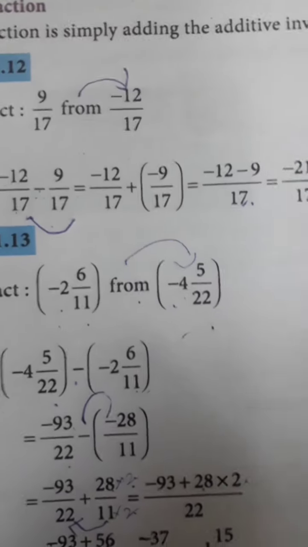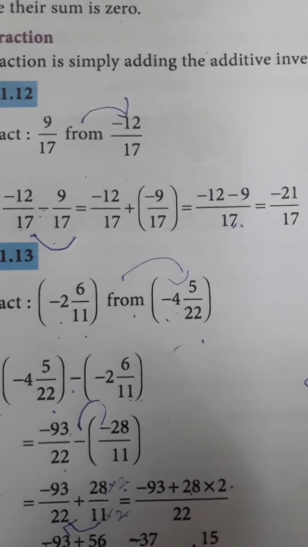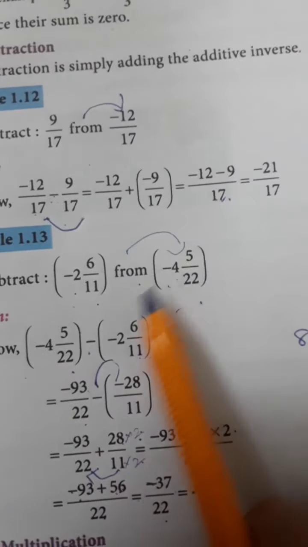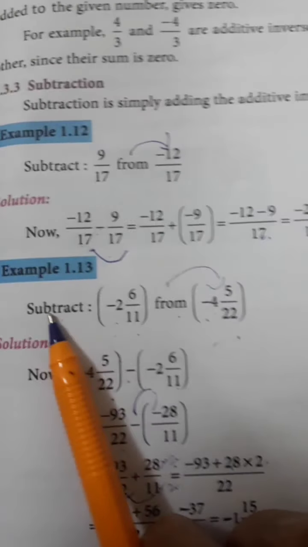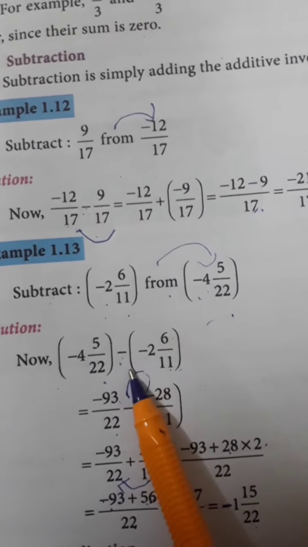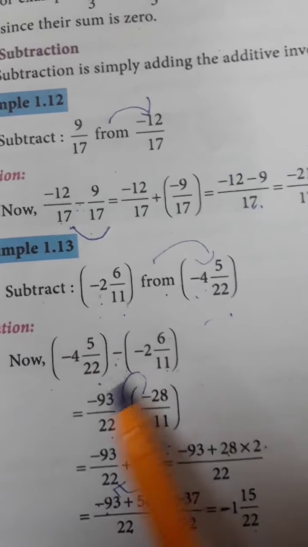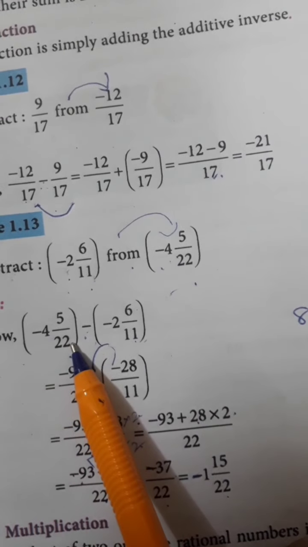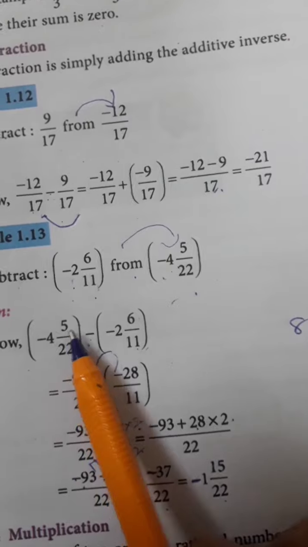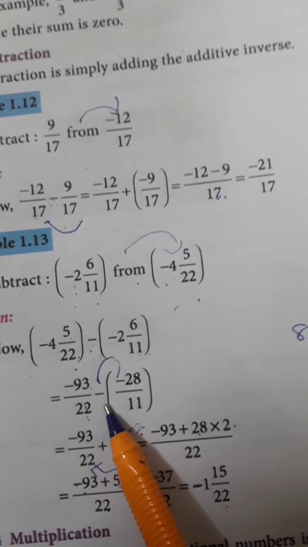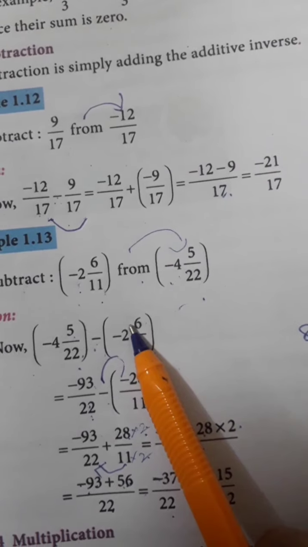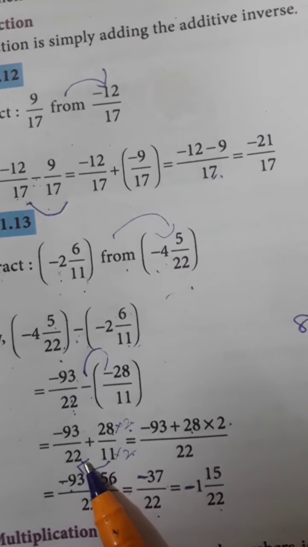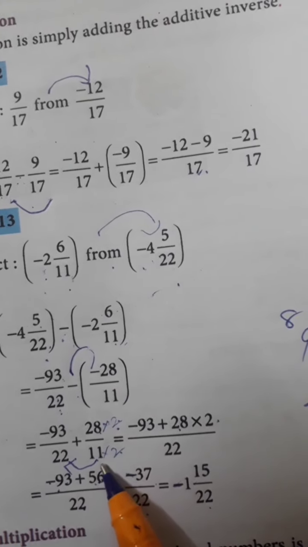Next example sum. Subtract minus 2 6 by 11 from minus 4 5 by 22. Which number do you write first? From the next. Solution: write minus 4 5 by 22. The question is subtraction, so put the minus symbol. Next start the bracket: minus 2 6 by 11. The given fraction is a mixed fraction, so change it into an improper fraction. 4 22s are 88, 88 plus 5 is 93 divided by 22. Minus 2 11s are 22, 22 plus 6 is 28 by 11. Minus 93 by 22 minus into minus plus 28 divided by 11.